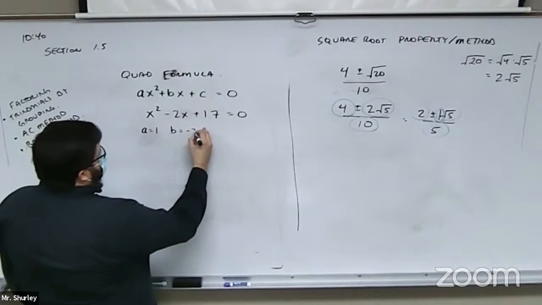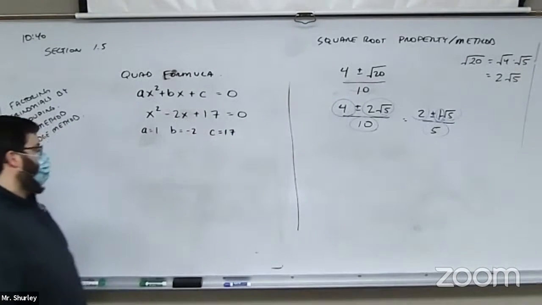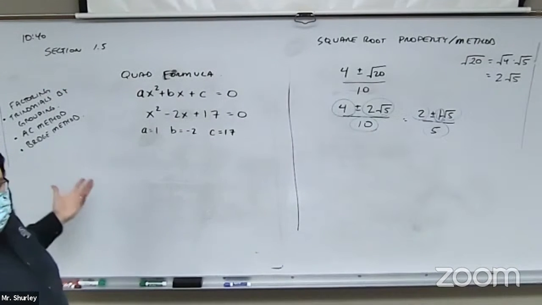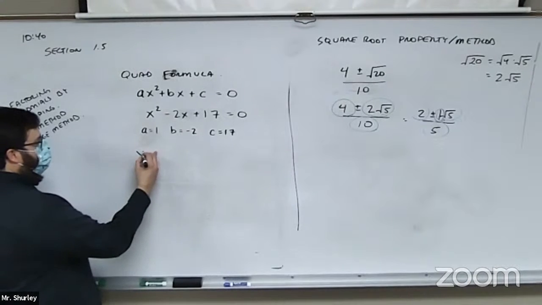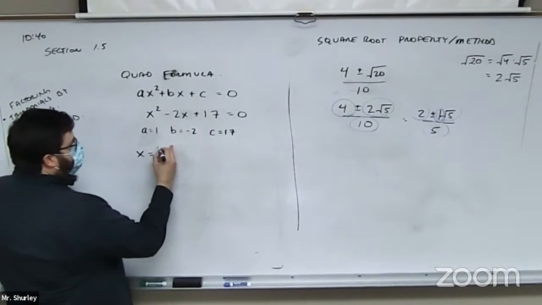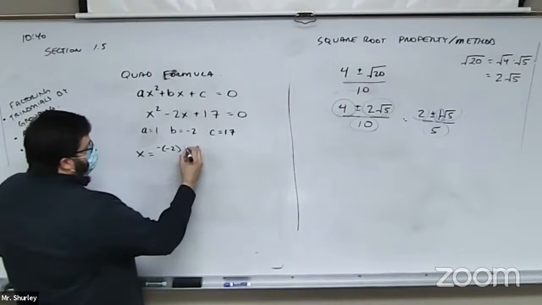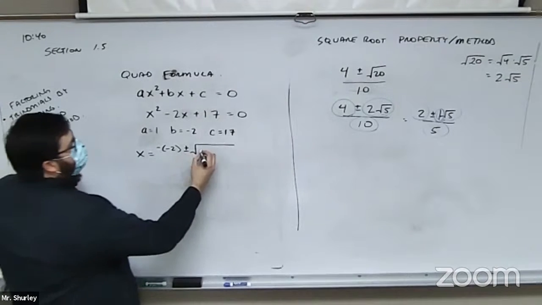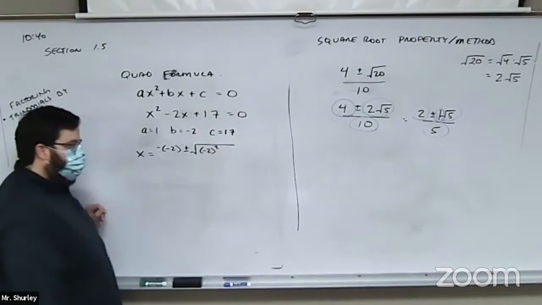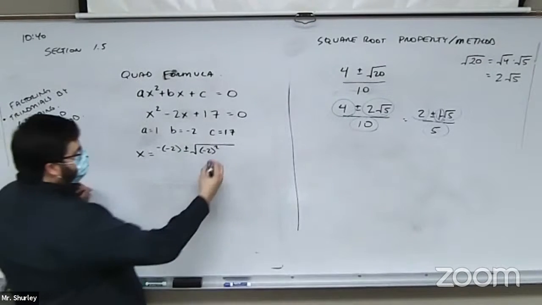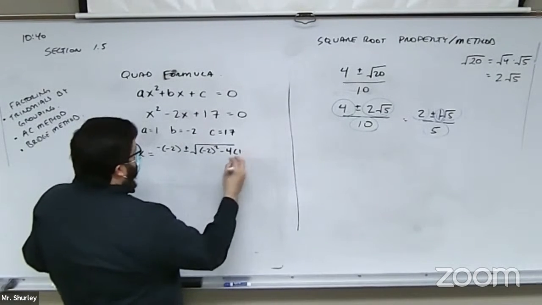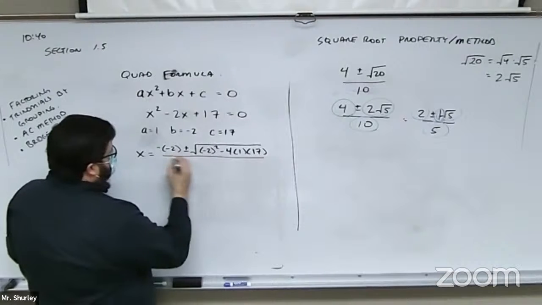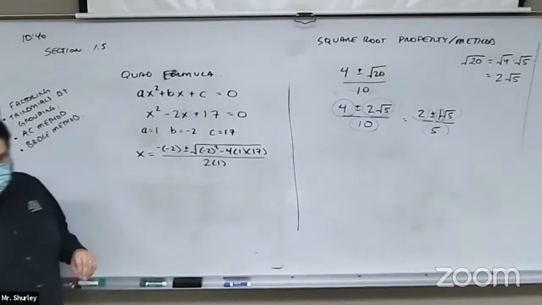A equals 1, b equals -2, and c equals 17. Then we're going to pop it into that formula that I just erased. But remember, it's x equals negative b, so it's going to be -(-2), plus or minus the square root. And this one you've got to be careful. We've got to square the b, but we've got to square all of b, all of -2. b squared minus 4 times, was it 4ac? Yes. All over 2a.